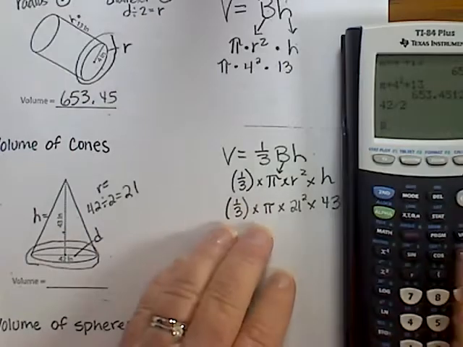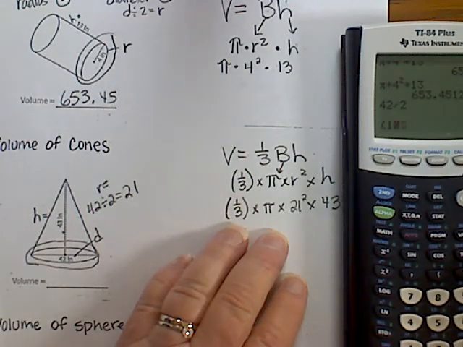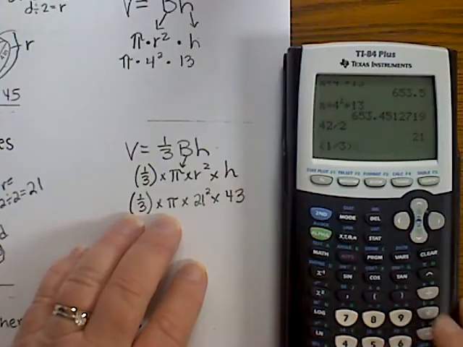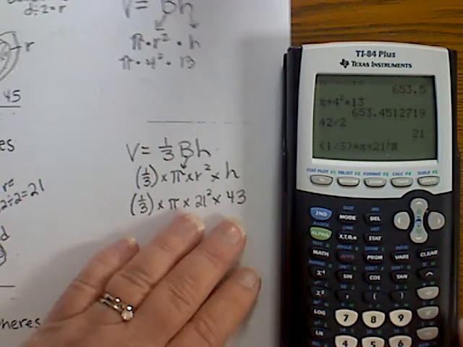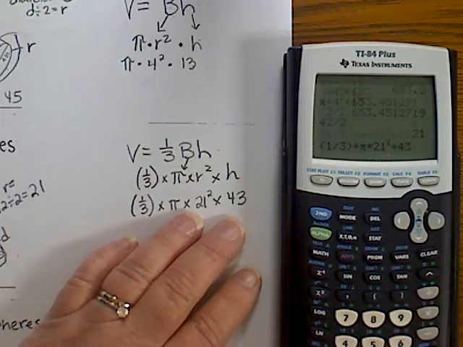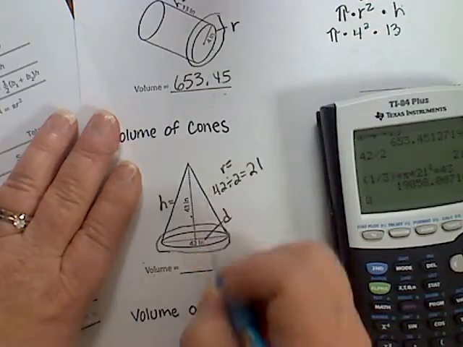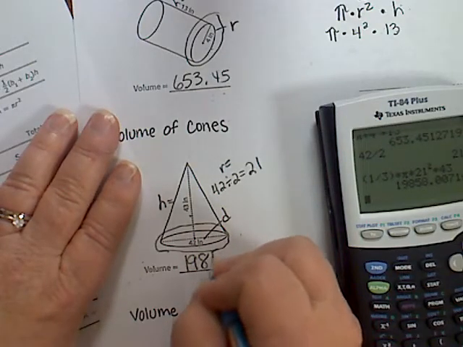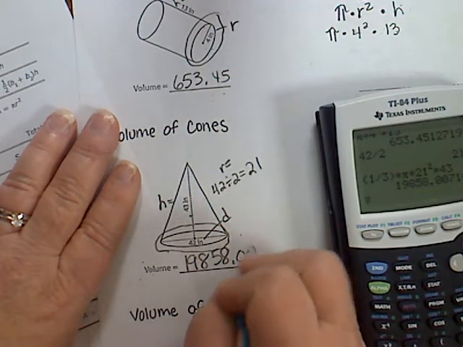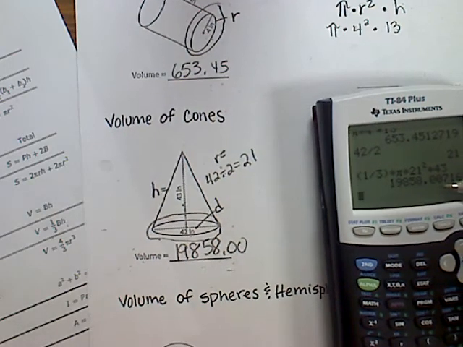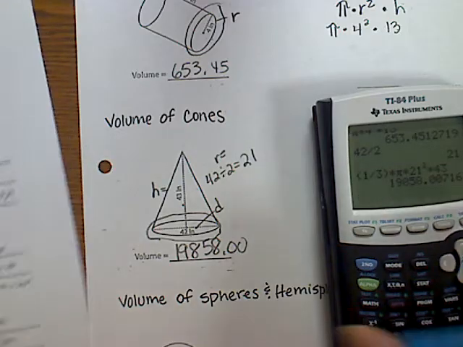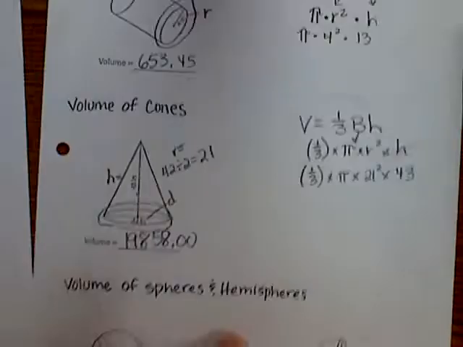Okay? So I'm going to do parentheses, 1 divided by 3, parentheses, times second and pi times 21 squared times 43, and I end up with a long number that I'm just going to round to 19858.00. Okay? It should be 01 actually if I was rounding it to the nearest hundredth. Okay? All right. We've got spheres and hemispheres, and then we have a word problem.